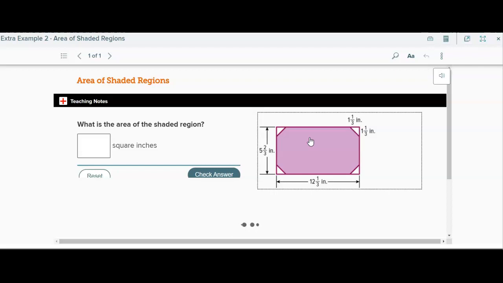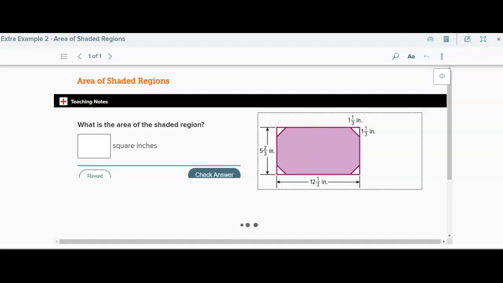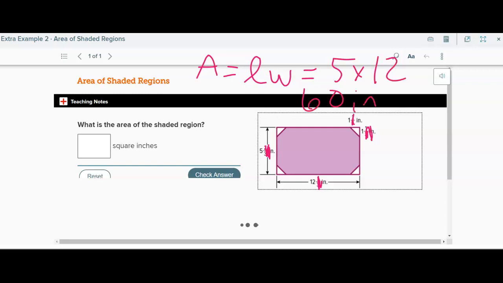So what we're going to first have to do is find the area of the whole thing. And I'm going to make this simpler for us. Let's not worry about these fractions for now. Let's just say this is a 5 by 12 rectangle, and these are 1 by 1. Okay, so we'll ignore the fractions. The area of the whole rectangle is length times width, or 5 times 12, which would be 60 inches squared. So this whole rectangle is 60 inches squared, but I want just the shaded part.